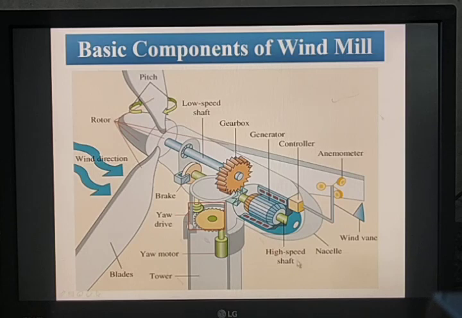High speed shaft, already we have discussed, it drives the generator at a speed of 1000 to 1800 rpm, but practically we are getting 1350 to 1550 or 1600 rpm.